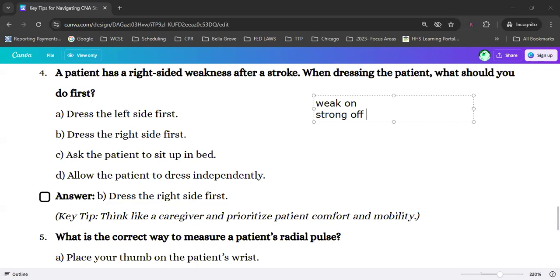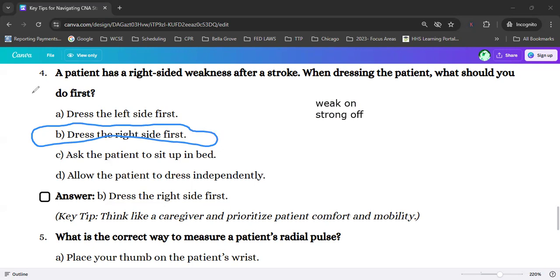So in the question, applying this concept, it says a patient with right-sided weakness after stroke, when dressing. So if we're dressing the resident, are we putting it on? Are we taking it off? That's the question, right? When dressing the patient, what should we do first? Based on that understanding, we would do the right side, because we do weak on.